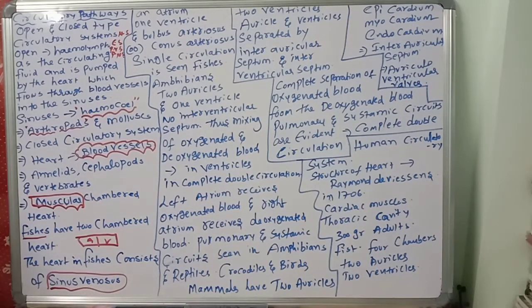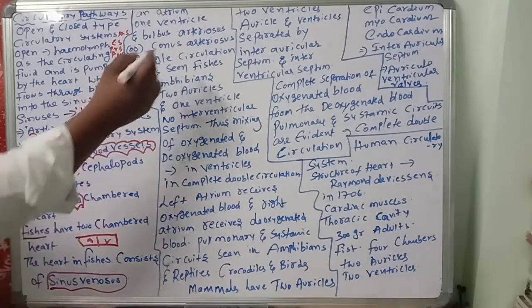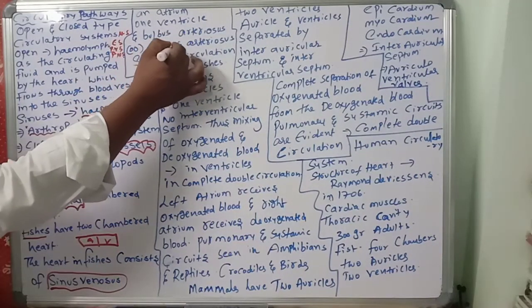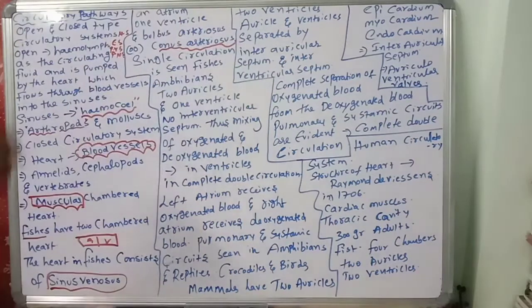The heart of the fishes consists of a sinus venosus, an atrium, one ventricle, and a bulbous arteriosus or conus arteriosus. Very, very important: the sinus venosus is one additional chamber, and the bulbous arteriosus or conus arteriosus is another. These two are very helpful for the transportation of blood.